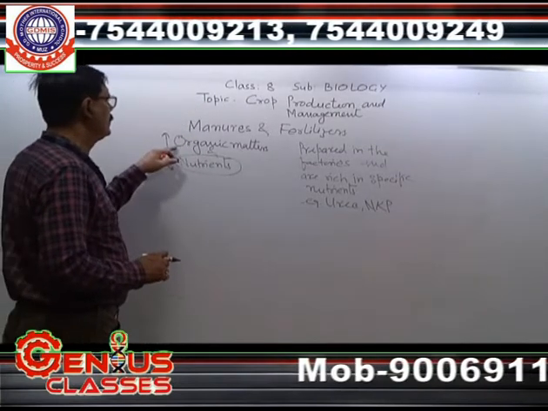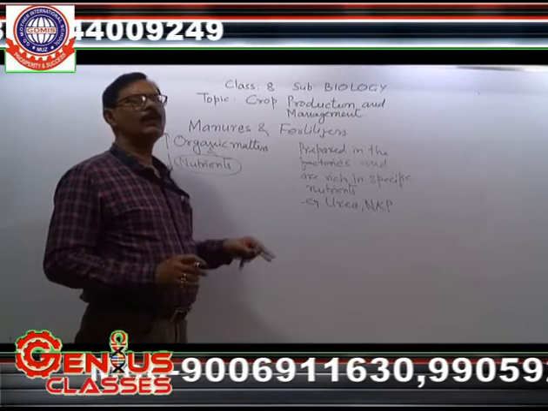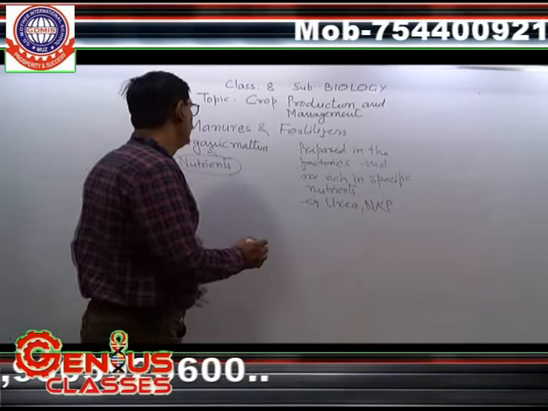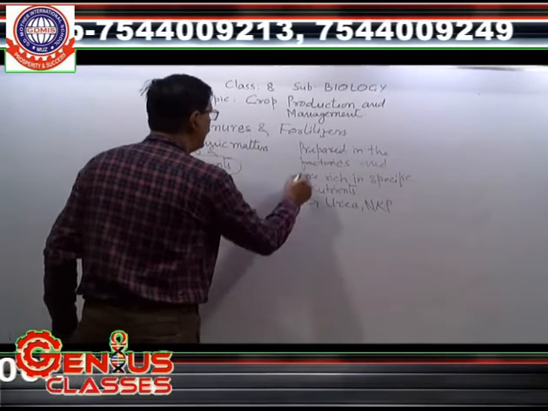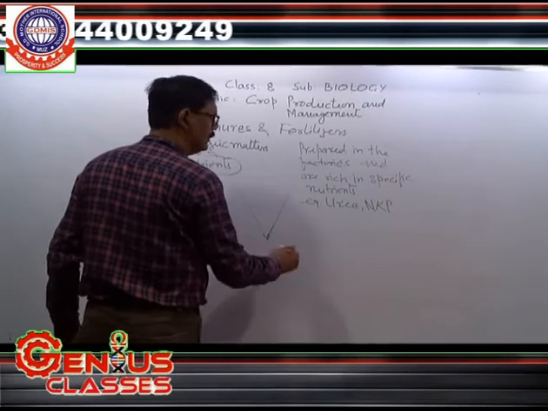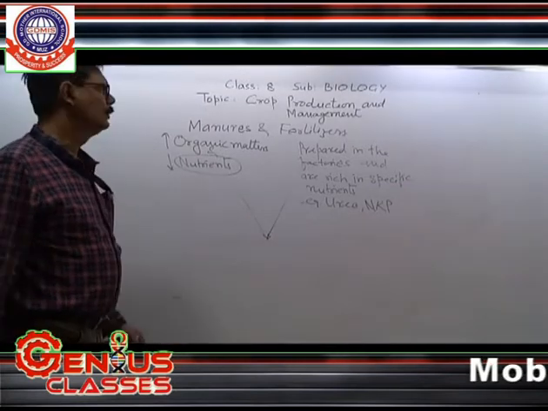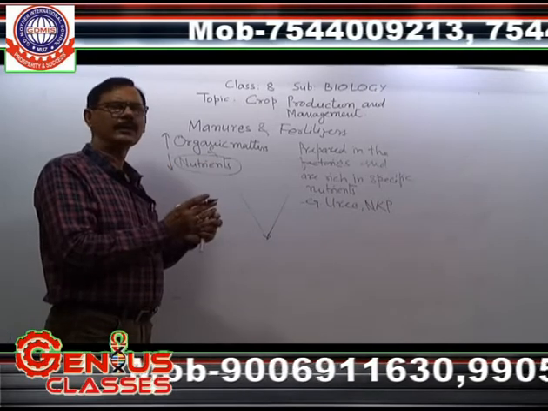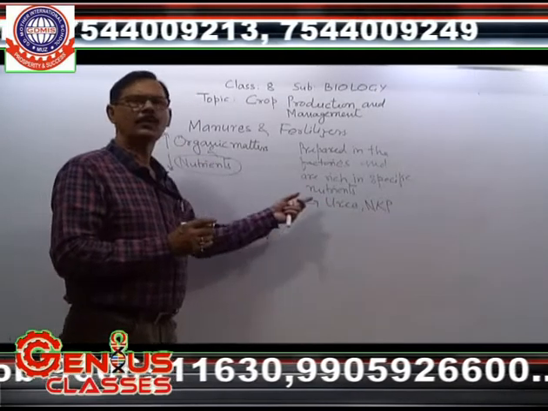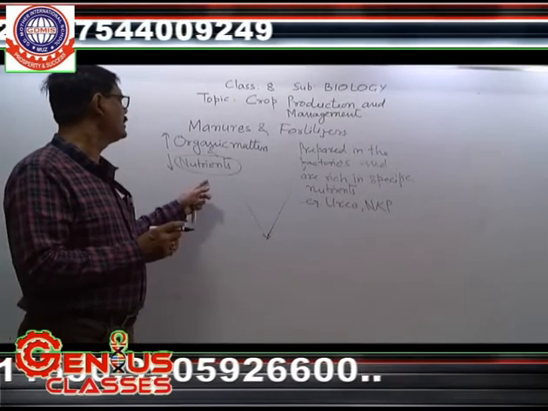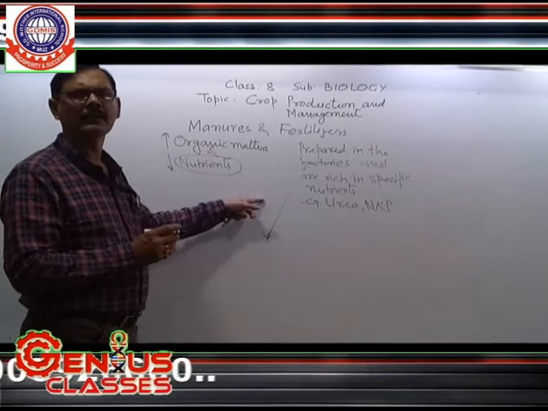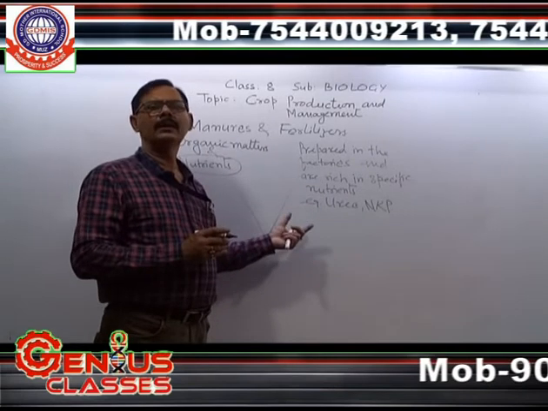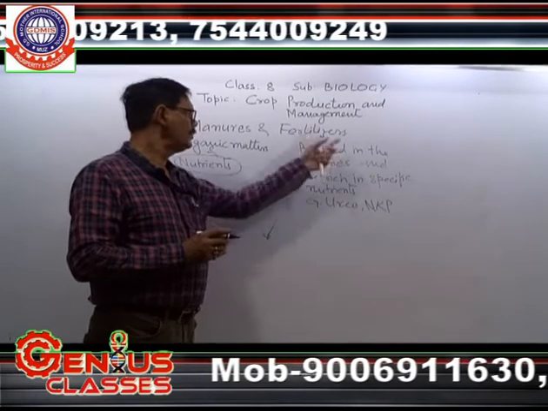Regarding this, you will study more in class 9. So manures and fertilizers, then what should we use? The best way is to add them together so that the total quantity being utilized is reduced. Specific nutrients are provided to the plants, and simultaneously organic matter is also provided, and thereby we get very appropriate results.